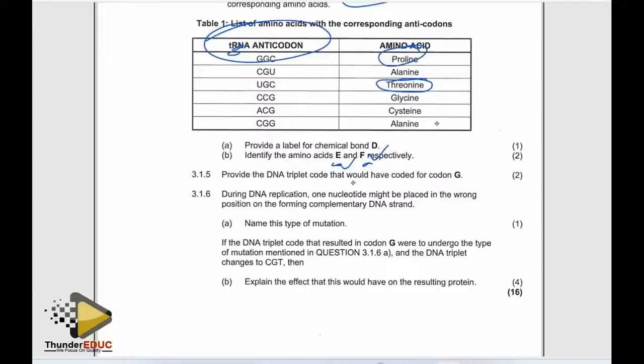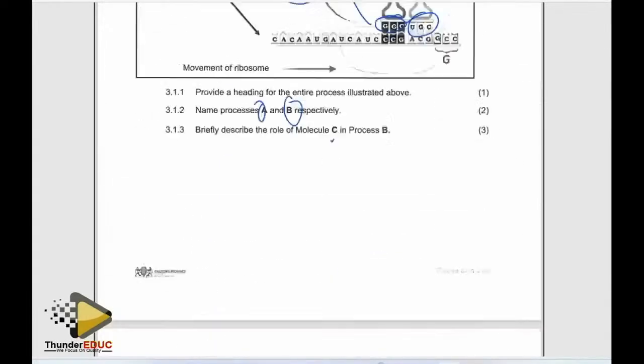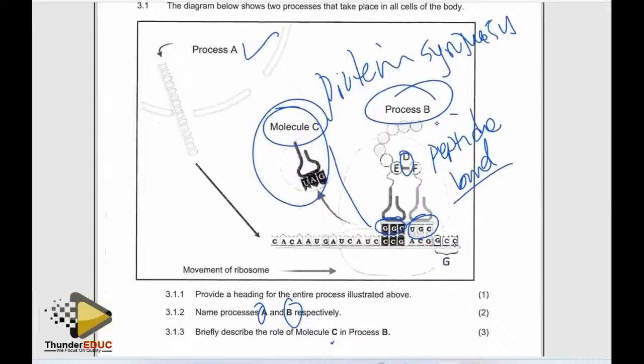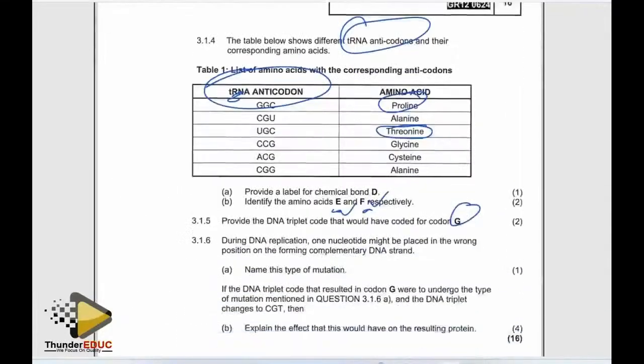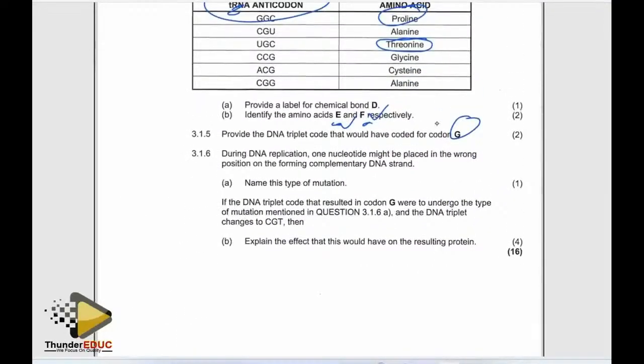Provide the DNA triplet that would have coded for G. Where is G? We come back here, we look for G. G is here. This is messenger RNA, so I just have to convert it. So G goes with the C, C goes with the G, and then G. So the answer here is CGG. This answer there is C.